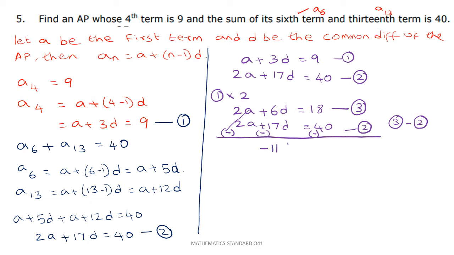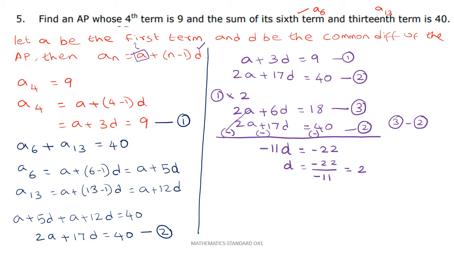Be careful with the sign, children. It is very important. Is equal to minus 40 plus 18 will give you minus 22. So D value will be minus 22 divided by minus 11, which will give you plus 2. See children, now we know what is our D value. So D we know. Now we have to find what is A.